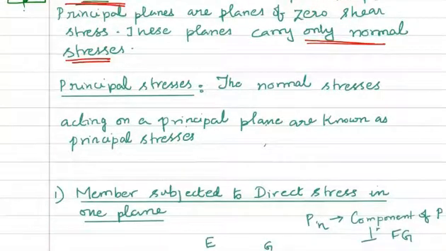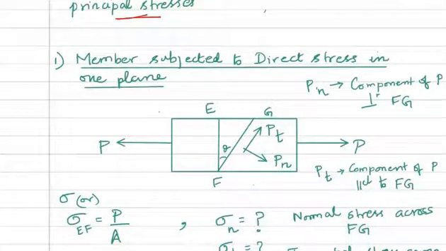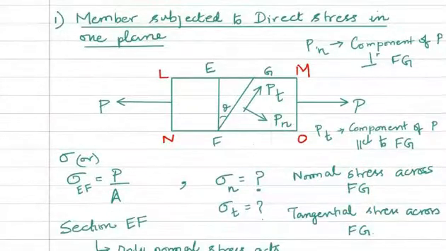Next is principal stresses. The stresses acting on the principal plane are known as principal stresses. You consider a body like this. L, M, N, O. You consider a rectangular body like this, in which force P is acting.